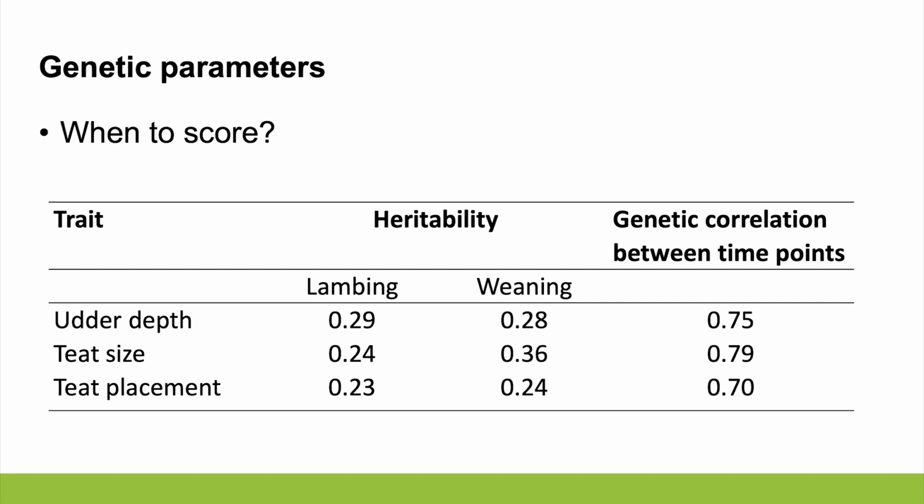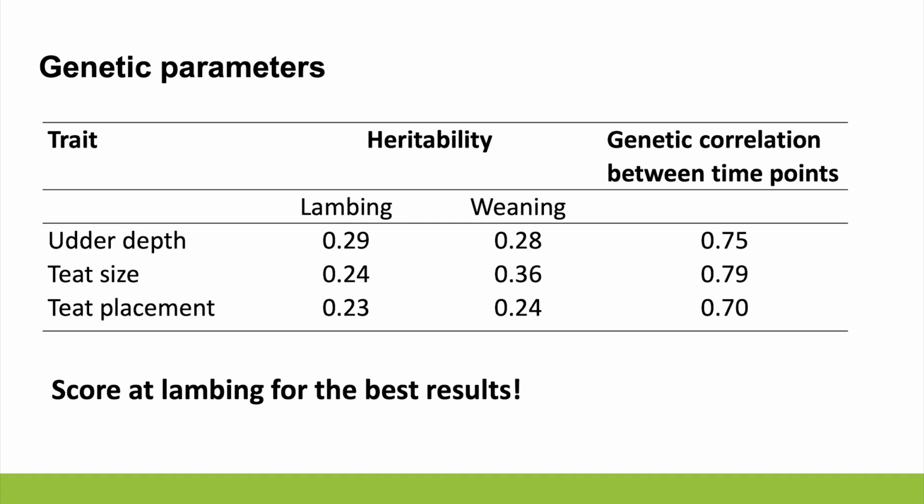The other point is, when should you score these traits? Practically, this is what farmers want to know. When's the best time to score udder and teat traits? So we have the 2 scores at lambing and at weaning, and we calculate the genetic correlation between the 2 traits. And we found here that the genetic correlation is fairly high, which means that you could score at either time point for purposes of ranking animals based on these traits.